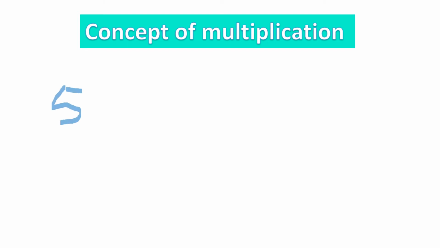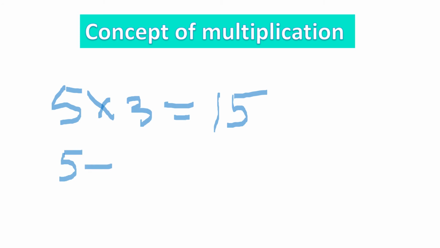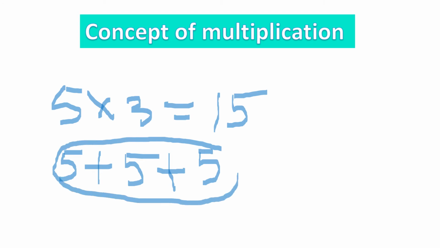5 into 3 is 15, right? So what does this mean? This means 5 3s are 15. So 5 3s means what? 5 taken 3 times. 5 plus 5 plus 5 is what? 5 plus 5 is 10. 10 plus 5 is 15. So did you get 15? So yes, multiplication is actually addition itself, but we're expressing it in a simpler way.